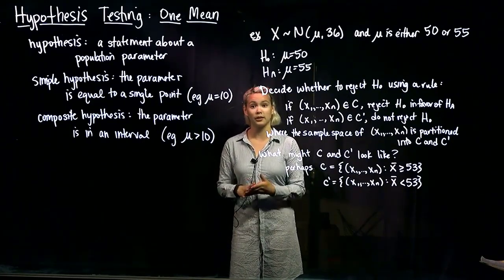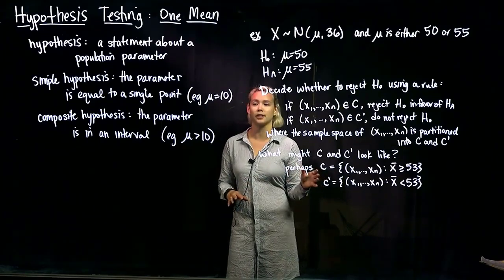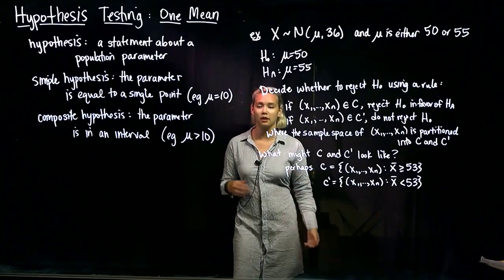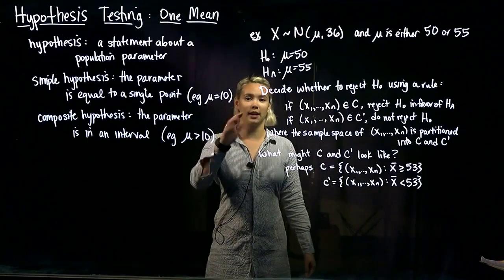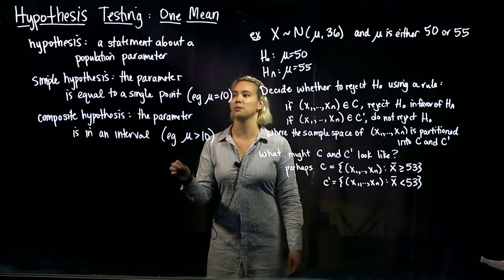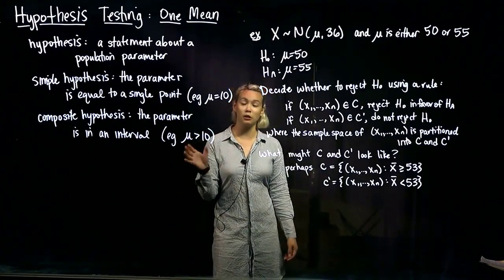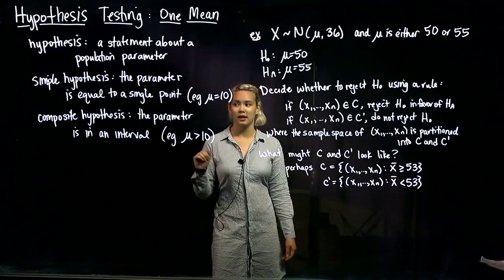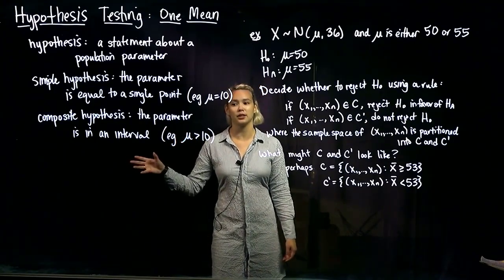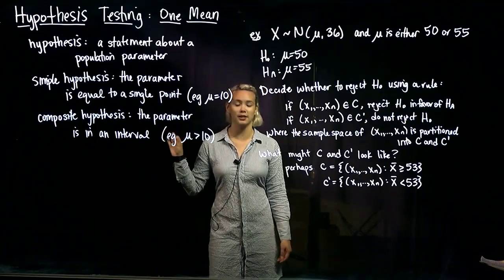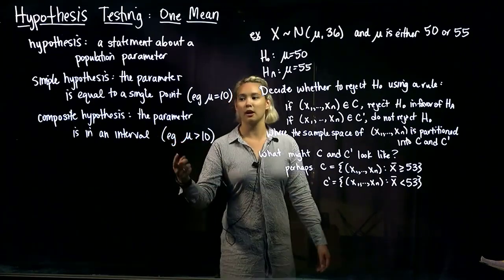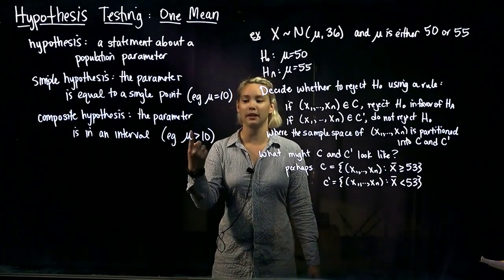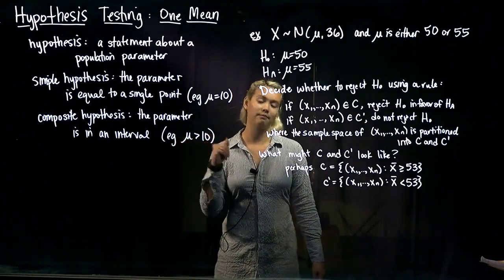All right, so there are different kinds of hypotheses. We could have a simple hypothesis or a composite hypothesis. So if we have something like the hypothesis mu equals 10, that's just a simple hypothesis because we're saying the parameter is equal to a single point. Then if we have a composite hypothesis, then we're saying that the parameter is in an interval. So maybe our composite hypothesis would be something like mu is greater than 10.